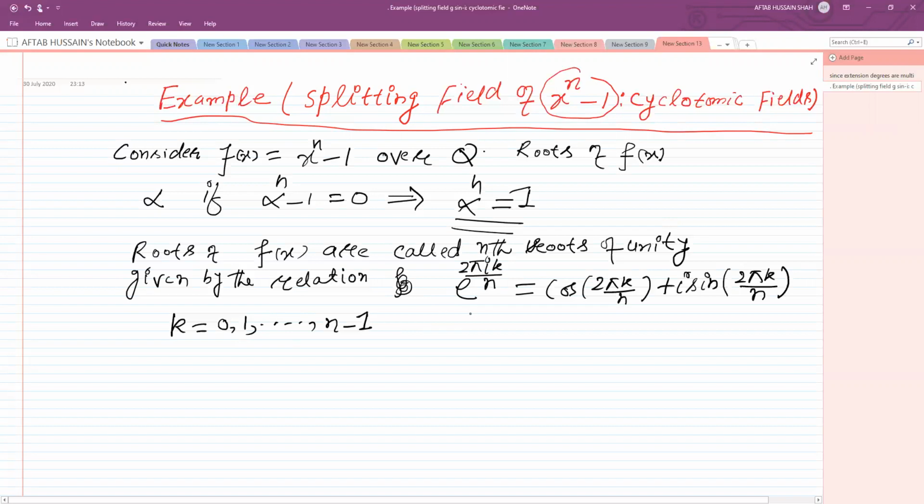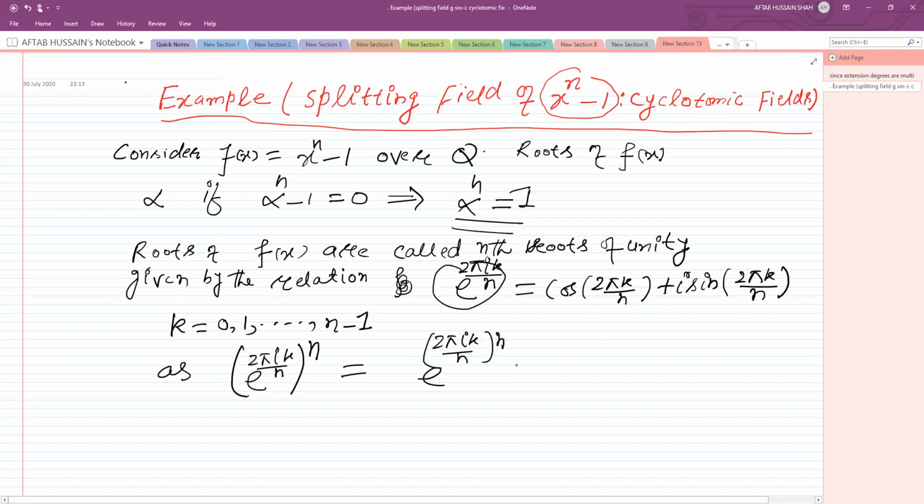How they are nth roots of unity also follows from this relation, because if you take e raised to power 2 pi i k by n for any k running from 0 to n minus 1 and raise it to the power n, what you get is e raised to power 2 pi i k, which is 1.